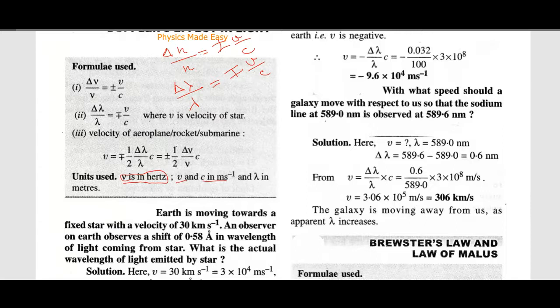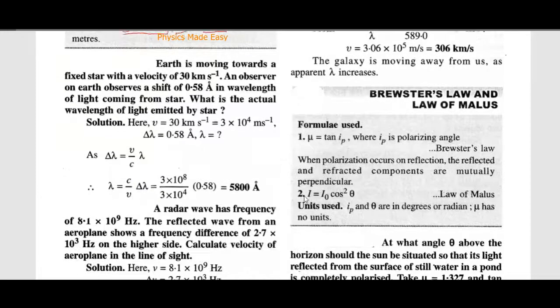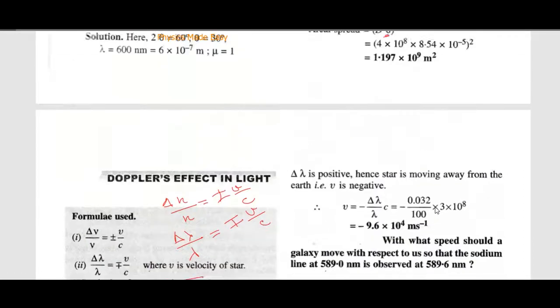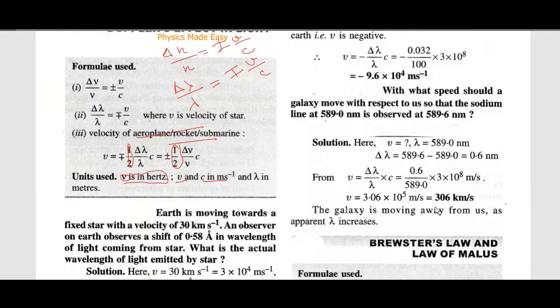If we are talking in terms of stars, then this factor 1 by 2 never figures. This factor 1 by 2 figures only if we are talking about aeroplane or rockets. So before ending this lecture, there are one or two more problems I would like to go through. There is nothing new about this thing. With the speed of light, galaxy should be this. This is again a very important problem.